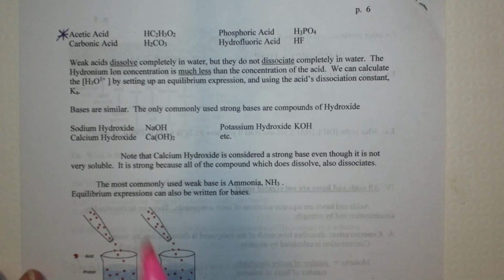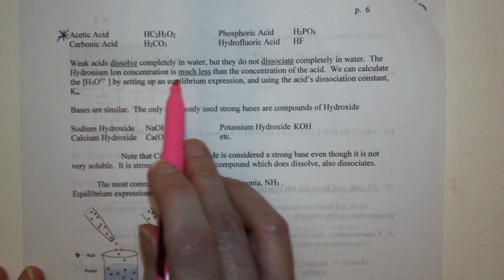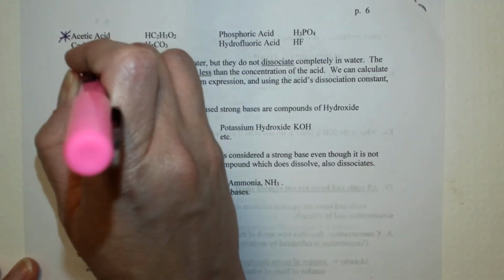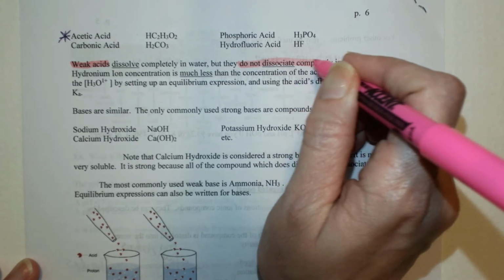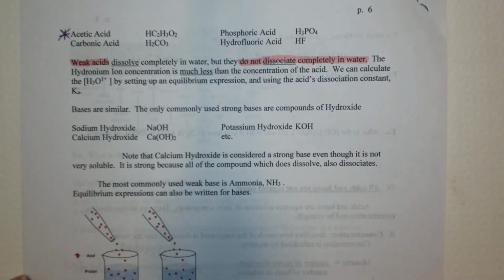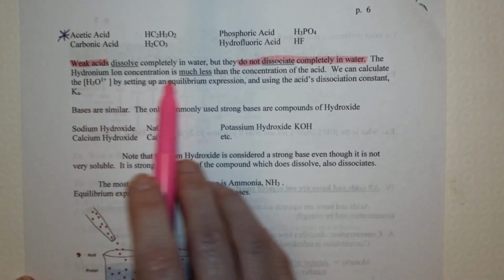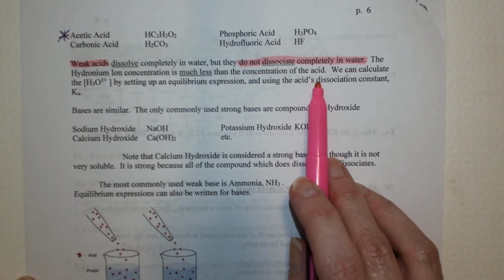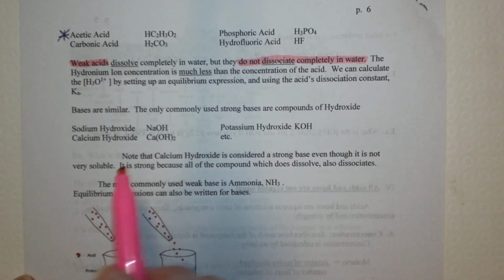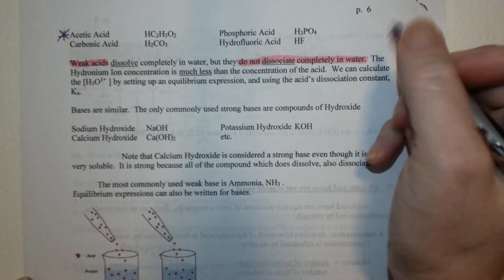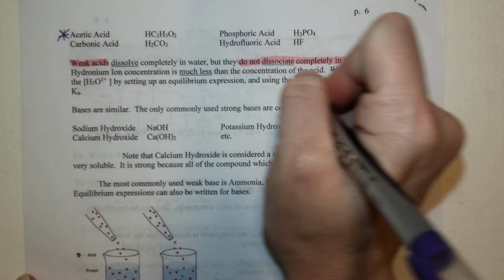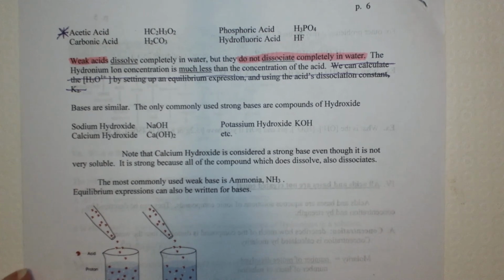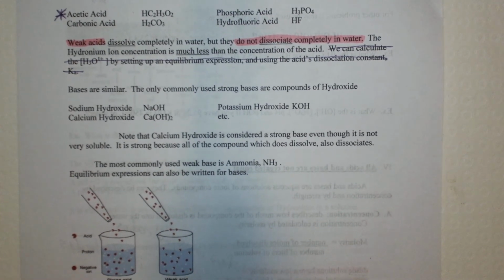But anyway, weak acids dissolve completely in water, but they do not dissociate completely in water. So the hydronium ion concentration is much less than the concentration of the acid originally in the solution. We're not worried about how to calculate these things for right now. Don't worry about dissociation constants and equilibrium expressions. I know that's in the teacher notes, but you're not responsible for that for this unit, so don't worry about that.